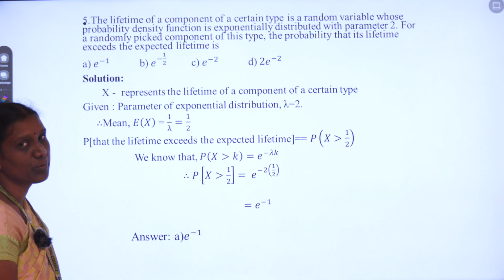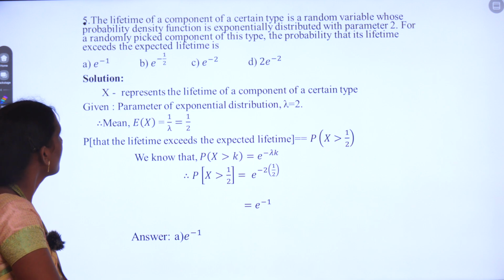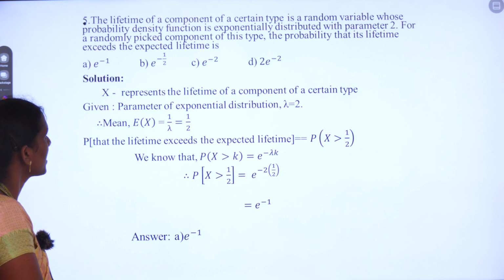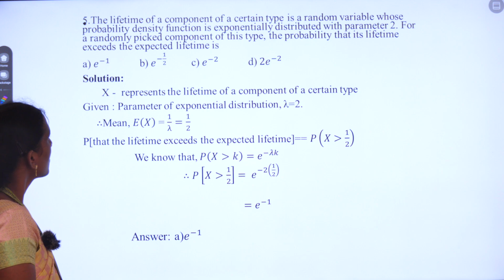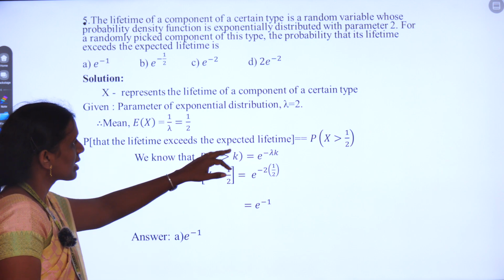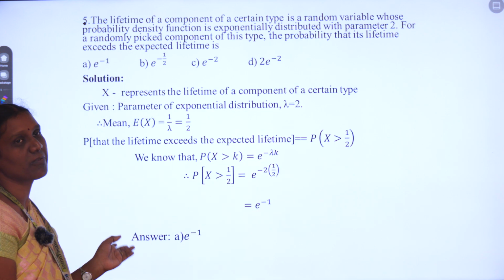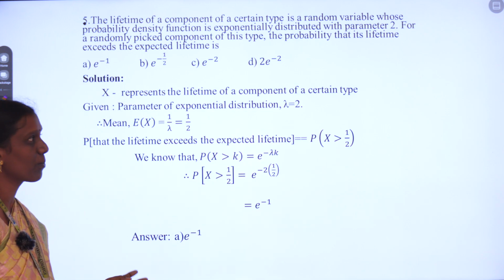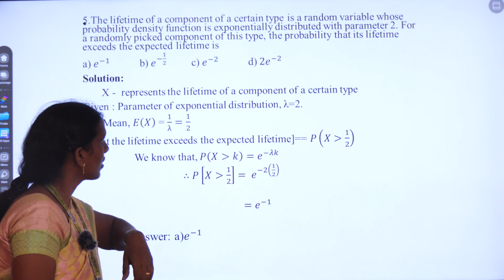Next, coming to the 5th problem: the lifetime of a component of a certain type is a random variable whose probability density function is exponentially distributed with parameter 2. So here the parameter of the exponential distribution is given, and the parameter is nothing but lambda, so lambda is given to be 2. In the previous problem the mean was given, so the mean formula is 1 by lambda. Here the parameter is directly given as 2, so therefore lambda is equal to 2.